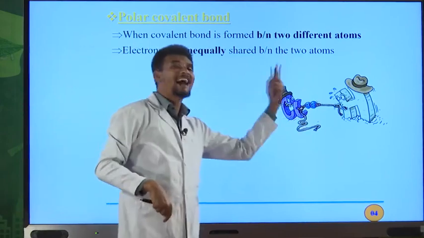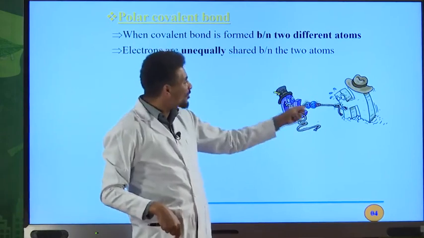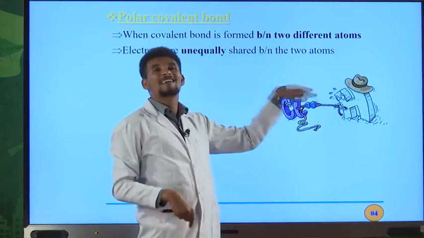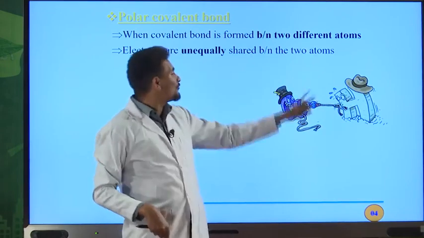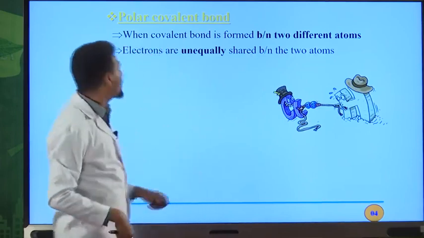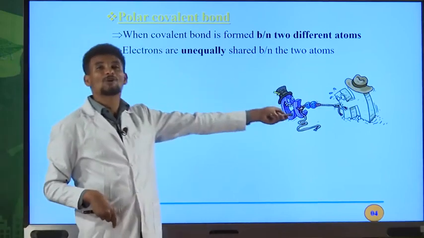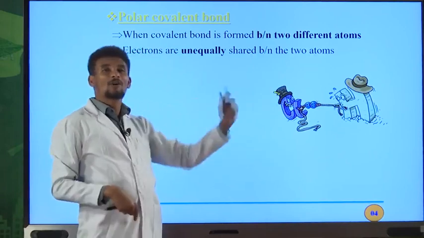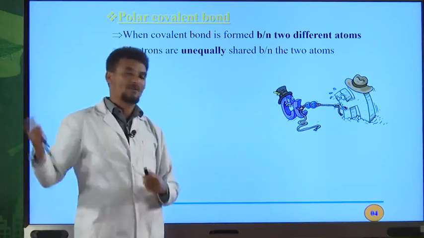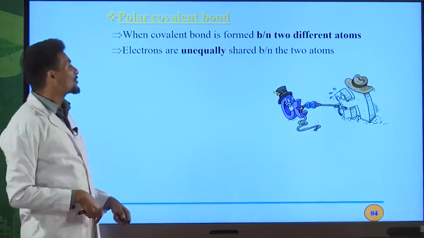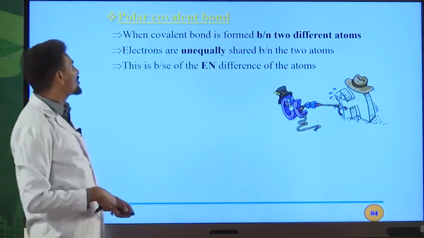Therefore, there is an unequal sharing of electrons between these two atoms, the chlorine atom and the hydrogen atom in hydrogen chloride. Therefore, this is the best example of a polar covalent bond, and the molecule is also a polar molecule. Molecules that contain polar bonds are known as polar covalent molecules.